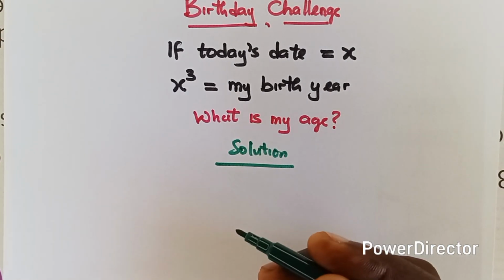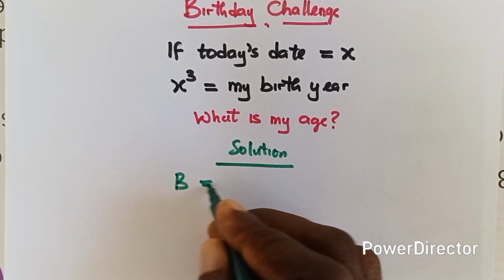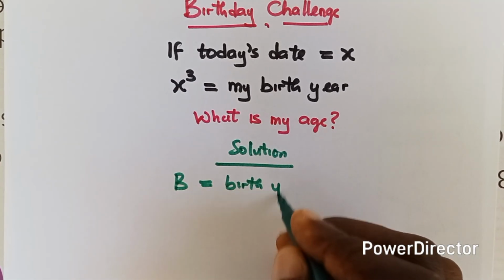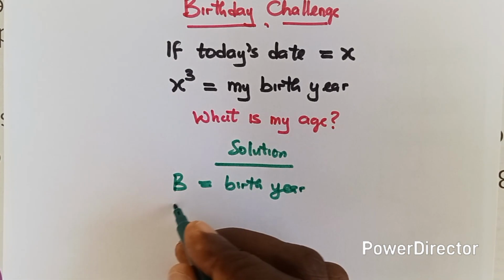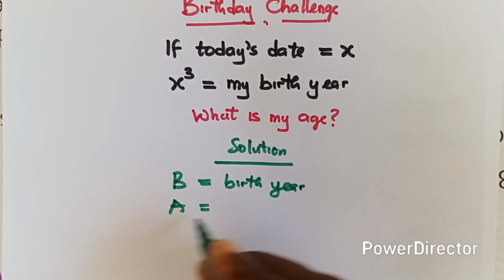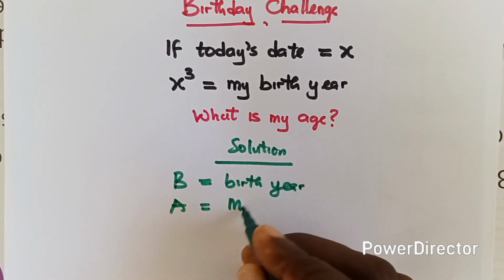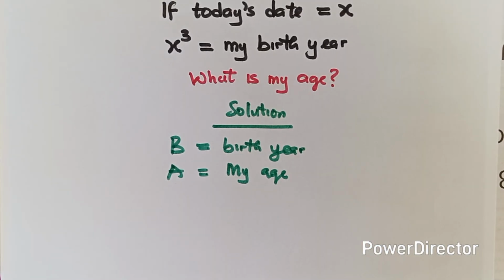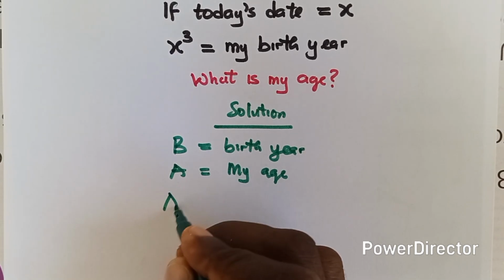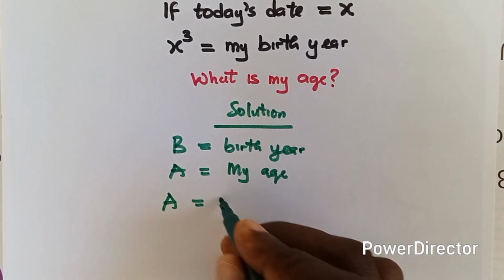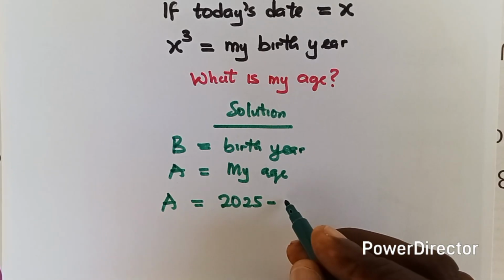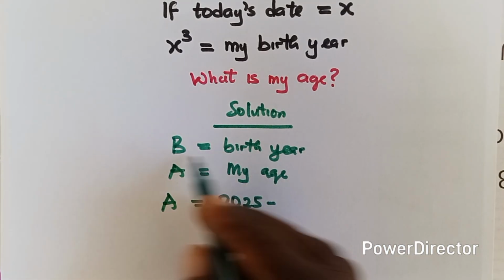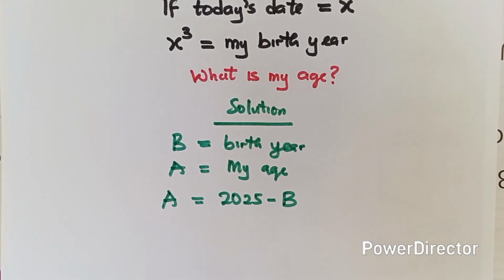Let's assume that my birth year is B. I'll just say B equals my birth year because I don't know what it is. We also need my age, so let's say A represents my age. You know that we are in 2025, so my age is found by subtracting my birth year from 2025. So A equals 2025 minus B, where B is my birth year.